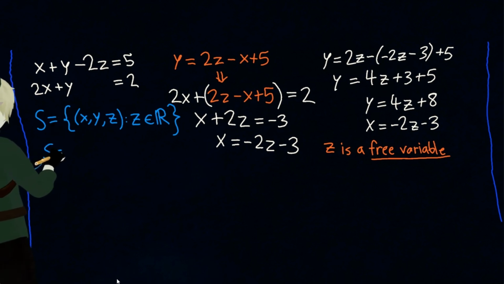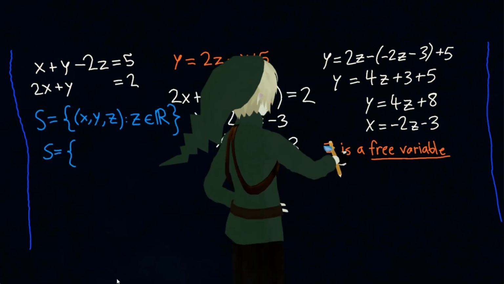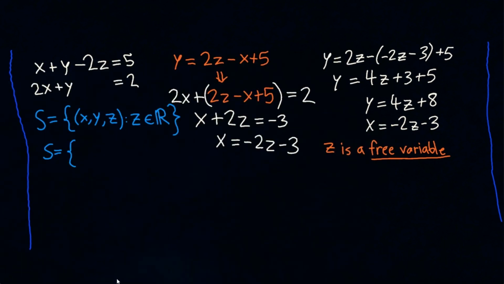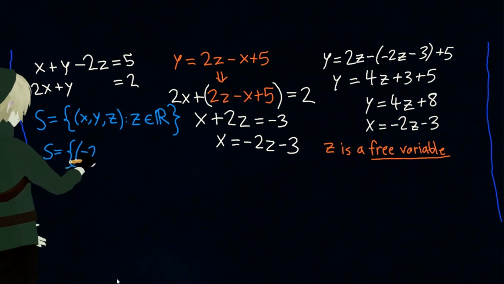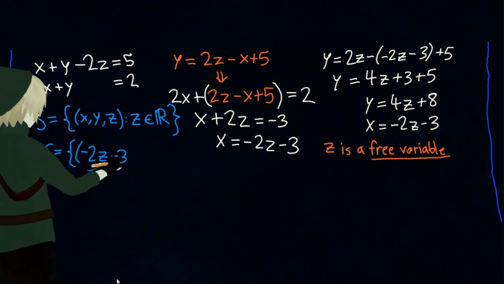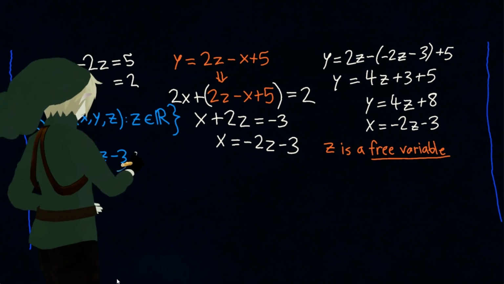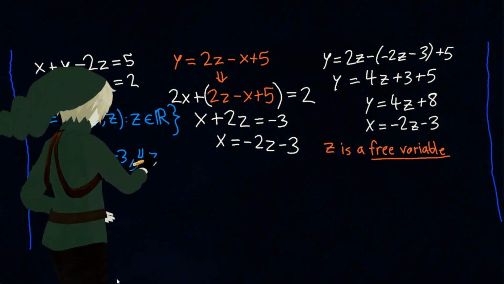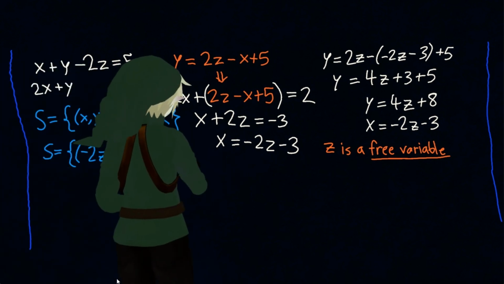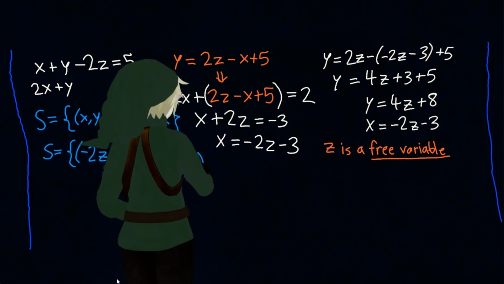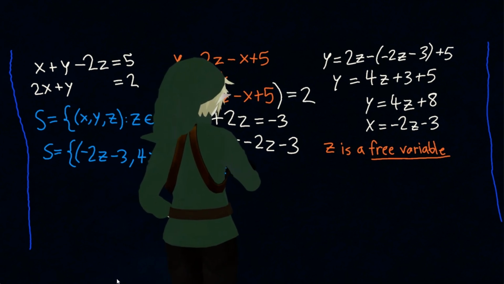Come on now. So now how do we actually write the solution? This is how we write the solution. So x is equal to negative 2z, negative 3. So that's how we're going to write it. Y is equal to 4z plus 8. And then z is just equal to z. Z is just z itself. For any z real number.